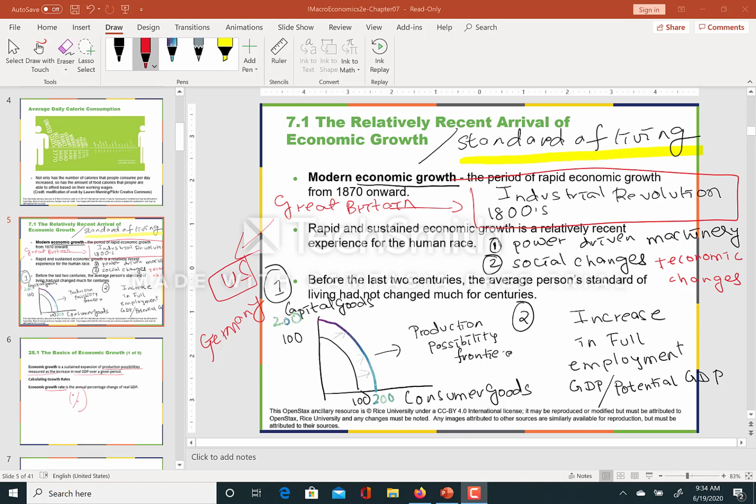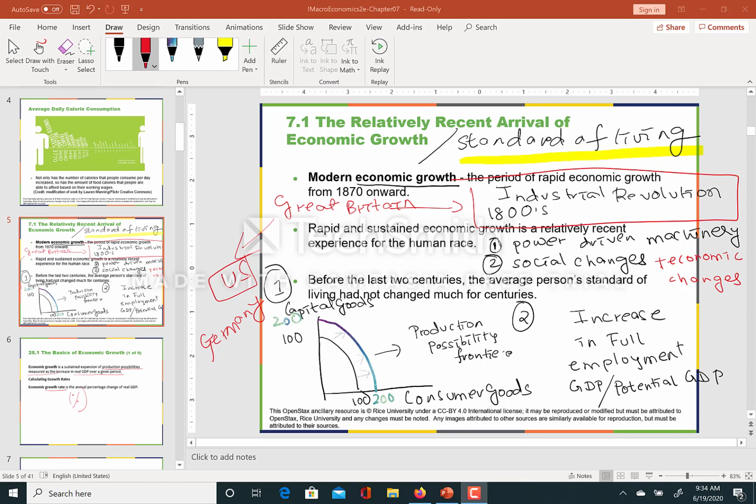Hey everyone, in this video let's look at the definition of economic growth. Economic growth means an increase in standard of living of the people of the world. So this economic growth started with the Industrial Revolution.